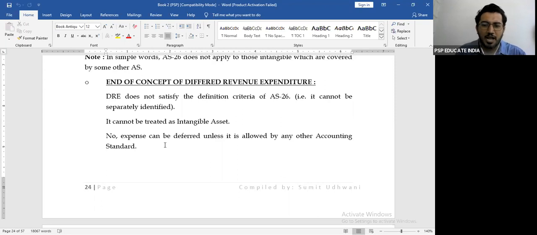So yes, bro, I am also answering about prepaid expenditure only. Prepaid expenditure will now straight away, the entire expenditure will go to the profit and loss account.